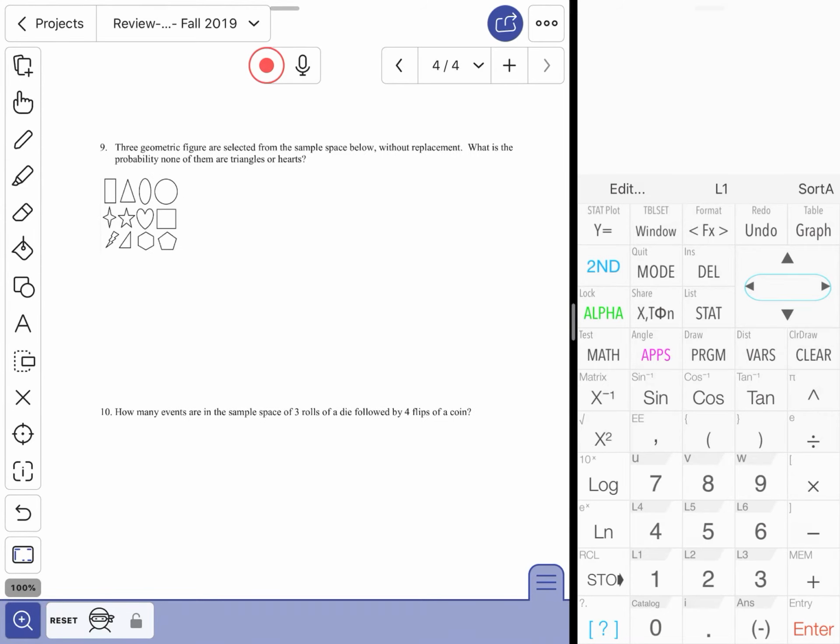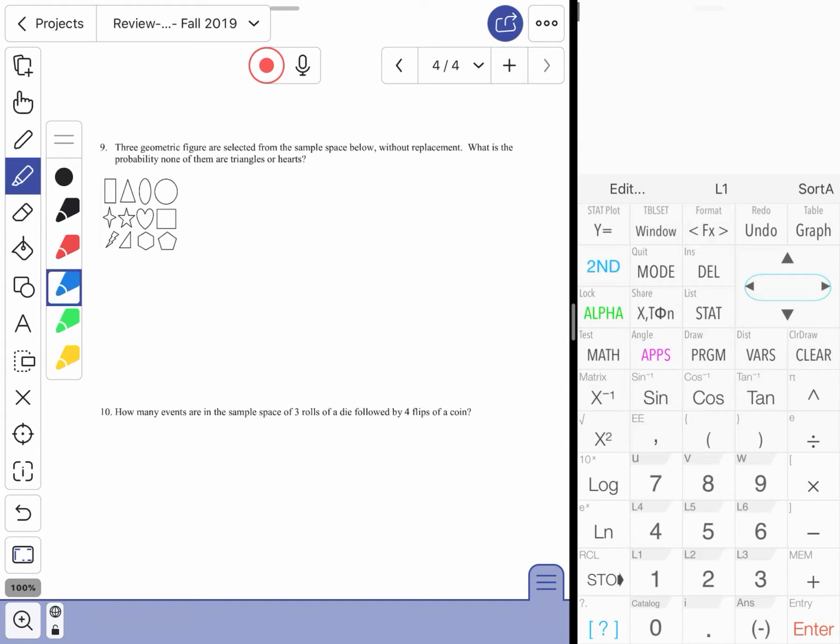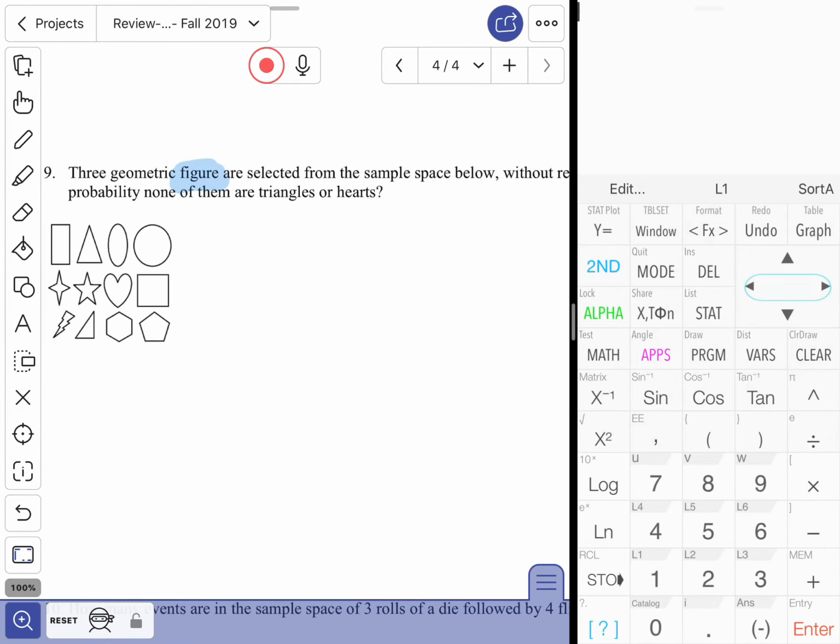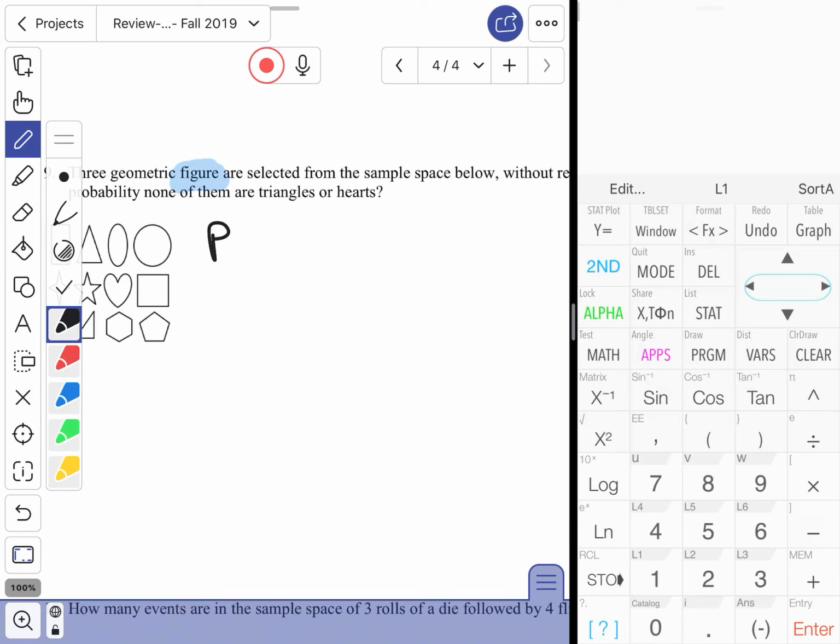3 geometric figures are selected. That's a typo. Typo bonus for somebody. From a sample below without replacement. What is the probability none of them are triangles or hearts? So I'm going to write in notation form, probability not triangle and not a heart. Alright, and that's going to happen for the 3 instances.